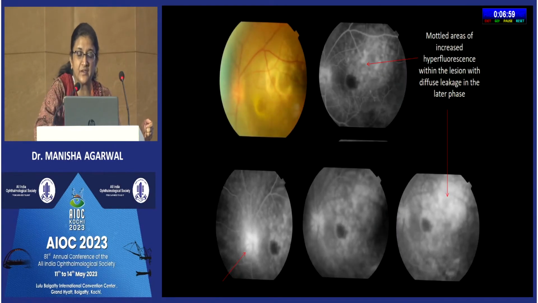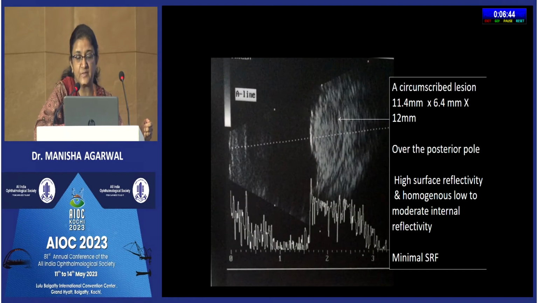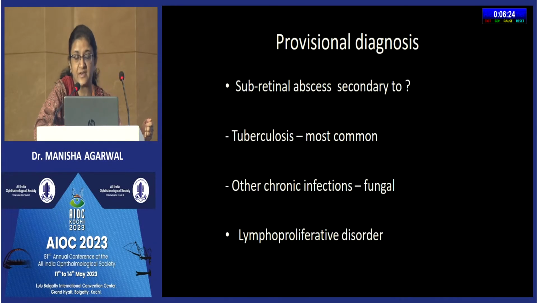And this is how it appeared on doing a fundus fluorescein angiography, where we had mottled areas of increased hyperfluorescence within the lesion with diffuse leakage in the late phase, along with a hot disc. So we were quite sure that we were in fact dealing with an inflammatory pathology. We wanted to be sure that we are not dealing with any kind of a masquerade, and we went ahead and did an ultrasound, which showed a circumscribed lesion which was quite large over the posterior pole, high surface reflectivity with a homogeneous low to moderate internal reflectivity, and with a pocket of subretinal fluid.